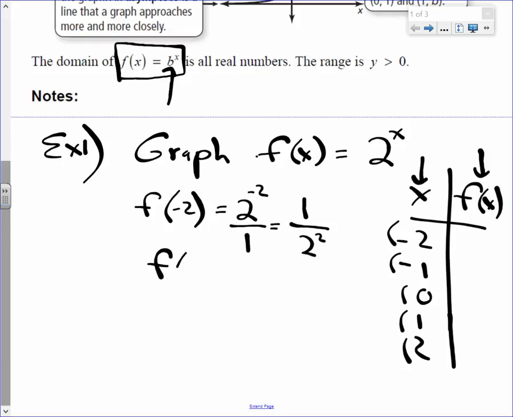So the function then at -2 becomes 1/4, huh? 1/4. So let me put that right over here. 1/4.